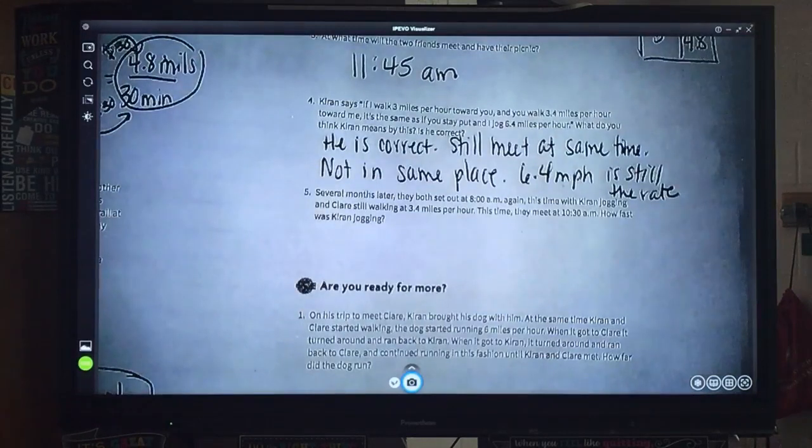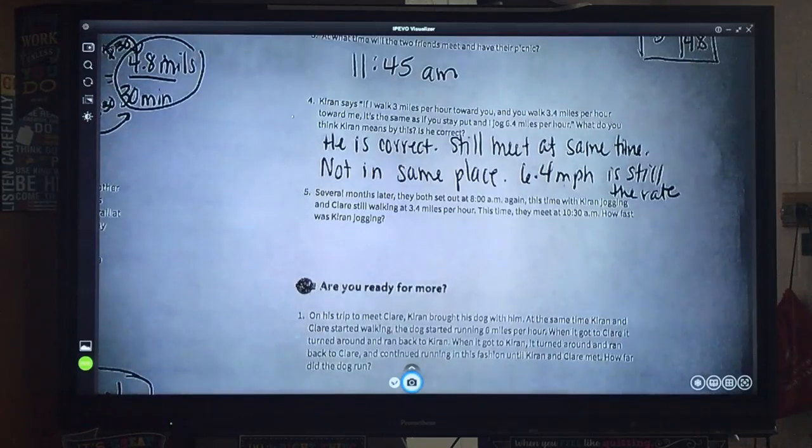Alright, so number 5 says several months later, they both set out at 8 o'clock. This time Kieran ran and Claire still walked at 3 4/10 miles per hour. This time they met at 10:30. How fast was Kieran jogging? Alright, Christian, what did you guys come up with? So we found out 6.2 miles per hour.